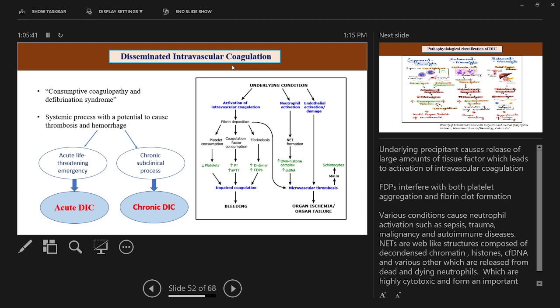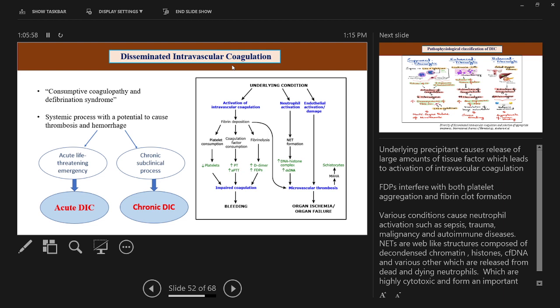This leads to impaired coagulation and bleeding. Also, there is certain neutrophil activation which is seen in DIC patients. And it is seen in recent studies that this is the most important cause of microvascular thrombosis in patients with DIC.